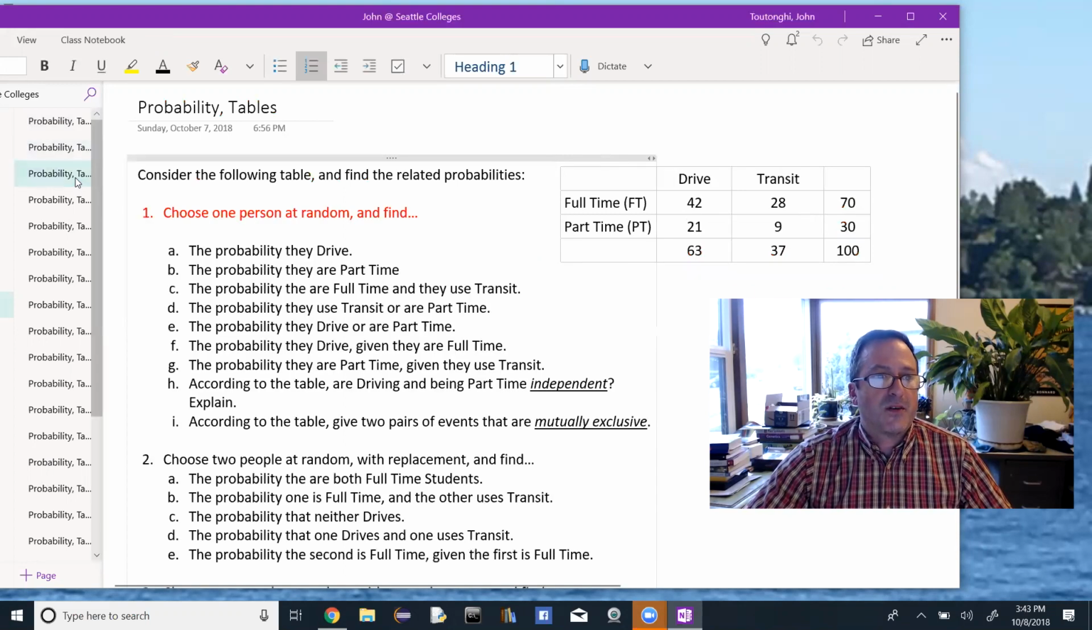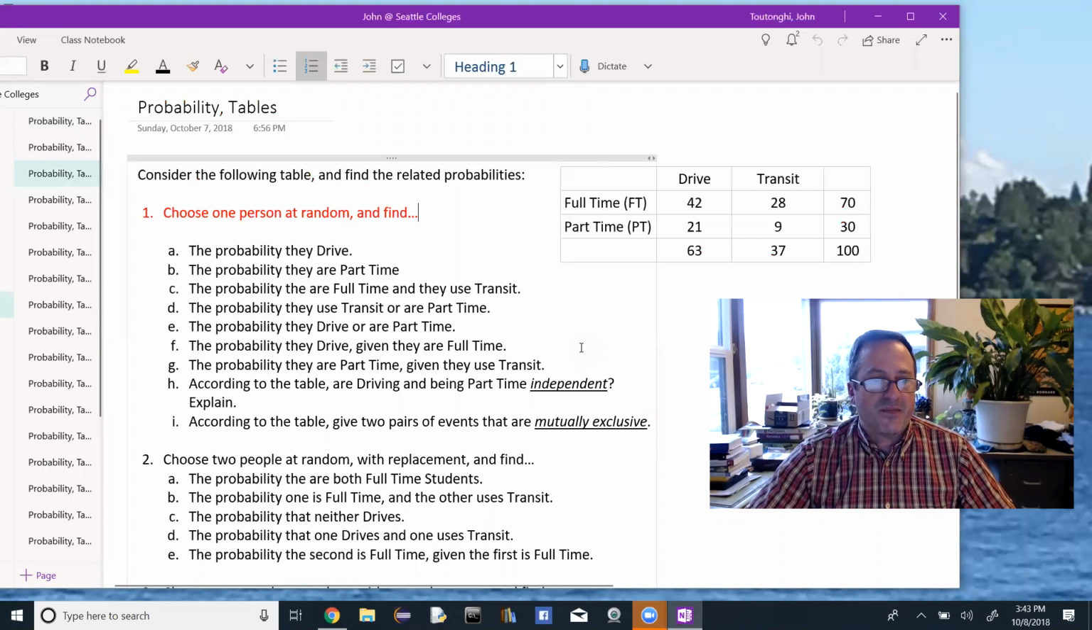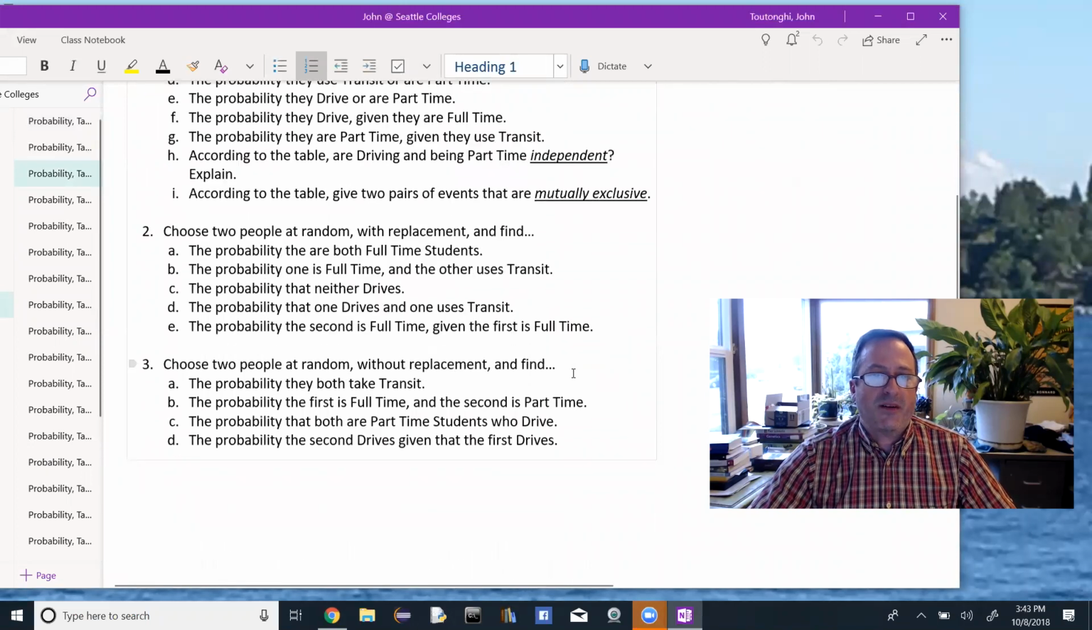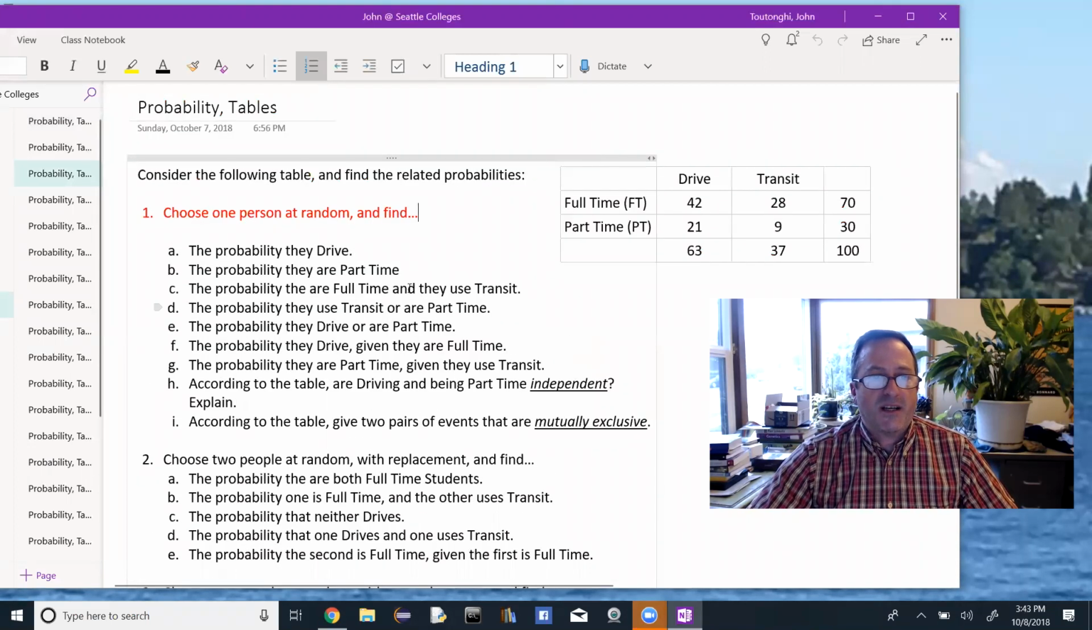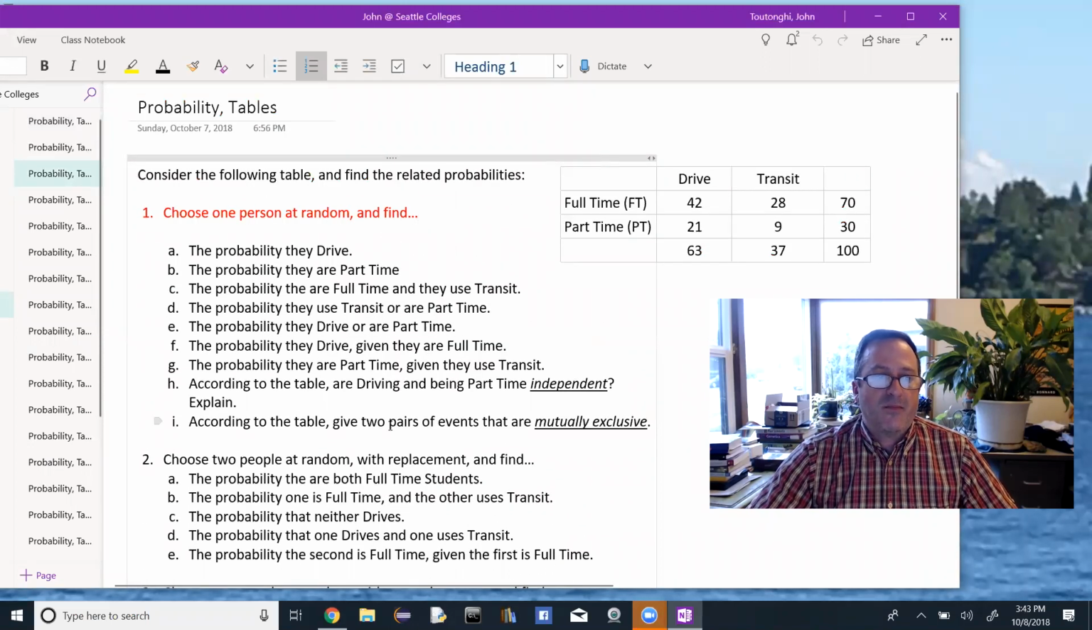Okay, so here's the question. Given this table, and again, always when you have the table, go ahead and extend your totals. I have three parts here, but the first part says choose one person at random and find A, B, C, D, E, F, G, H, I. Lots of different things. For part two, a few less: choose two people at random with replacement. And then part three, choose two people at random without replacement. So if you wanted to pause and write down the table and copy down part one, it probably takes like one page to do.